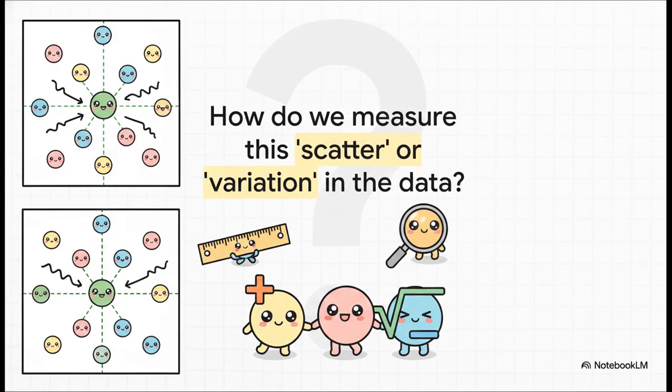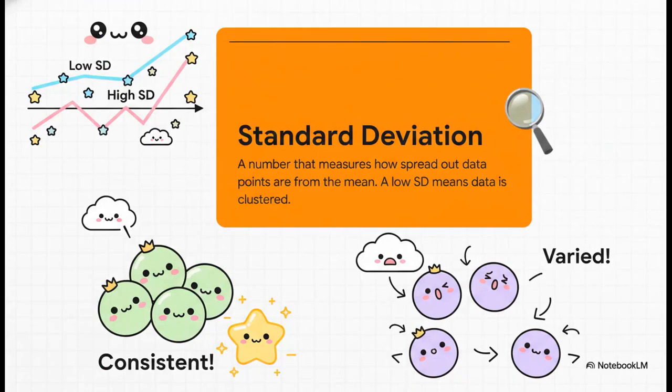So the question becomes, how do we put a number on that idea of scatter? How can we actually measure if the data points are all huddled together or if they're spread all over the place? The answer is this really powerful idea called standard deviation. Now, don't get intimidated by the name. Forget the formula. Just think of it like this. It's a single number that tells you the typical distance of any data point from the average. That's it. A small standard deviation means everything is consistent and clustered together. A big one means there's a ton of variation.